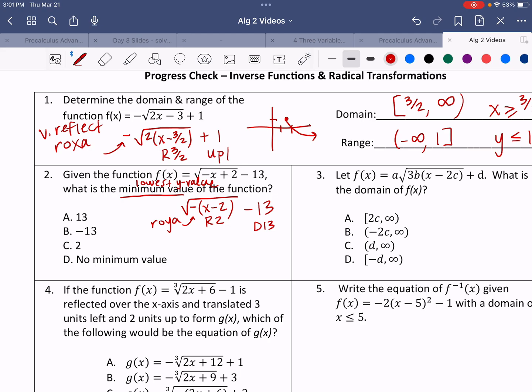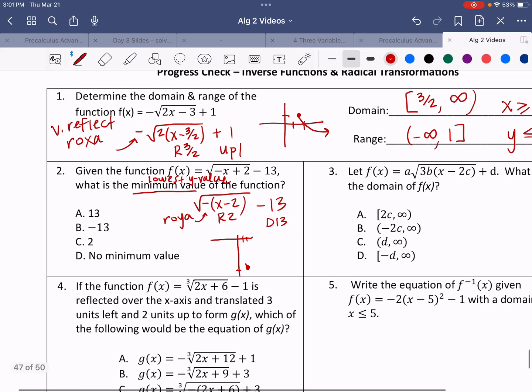Okay, so let's draw that picture. Right 2, so it doesn't really matter. Right 2, down 13. And then instead of being an increasing graph, it got flipped over the y-axis. So now it's going to be pointing to the left. So it looks like the lowest it's going to go is -13.